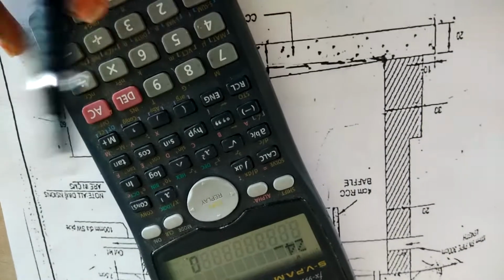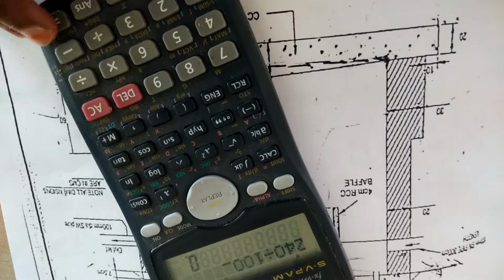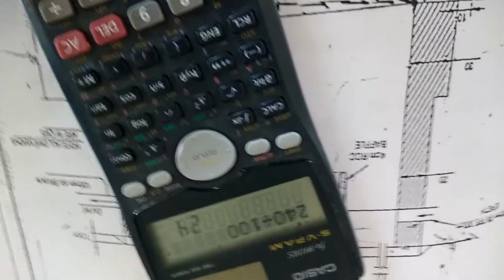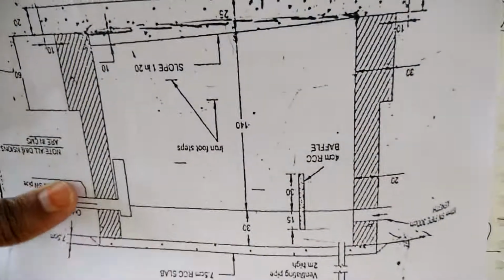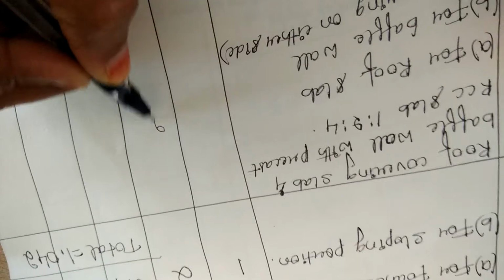So now let us divide the 240 value with 100. On dividing, you will get a value of 2.4 meter. So this is the length of the roof slab. So let us write the length here. This is of 2.4 meter.